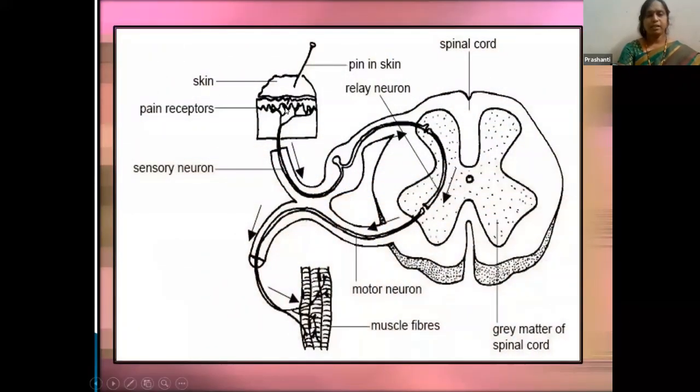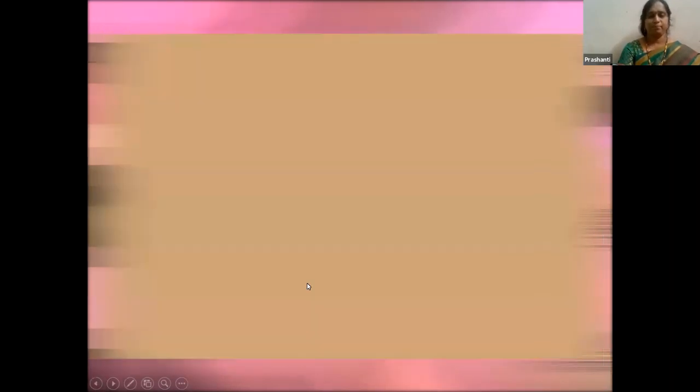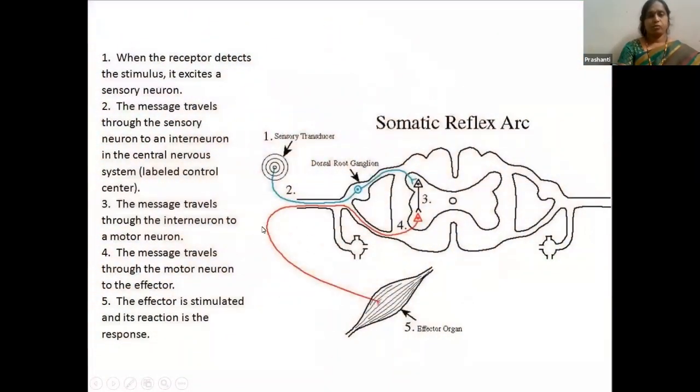Here the skin sensory neuron forms a synapse with the interneuron in the spinal cord, and again it transmits the impulse to the motor neuron, and it reaches the target muscle. So this is the reflex arc, children. The message is passed through the sensory neuron. It reaches the interneuron, which is present in the central nervous system or spinal cord. From there, it moves to the motor neuron, and at last it reaches the effector organ. This is the reflex arc.